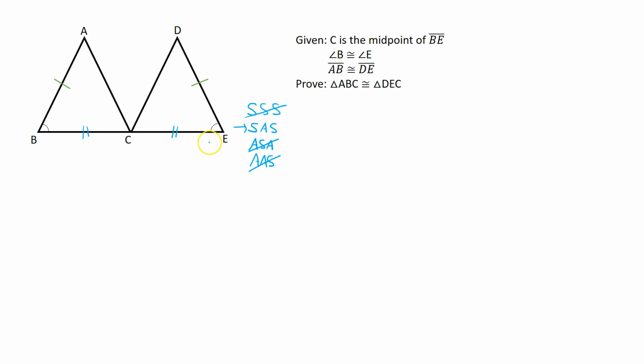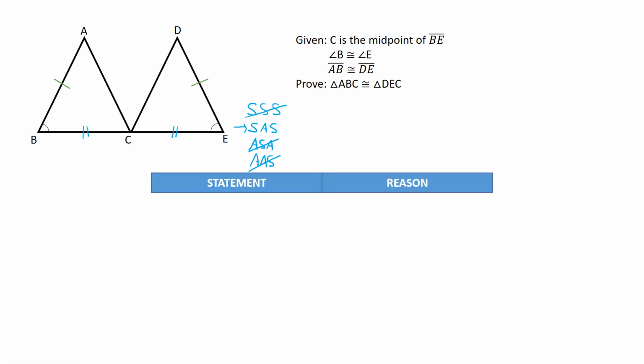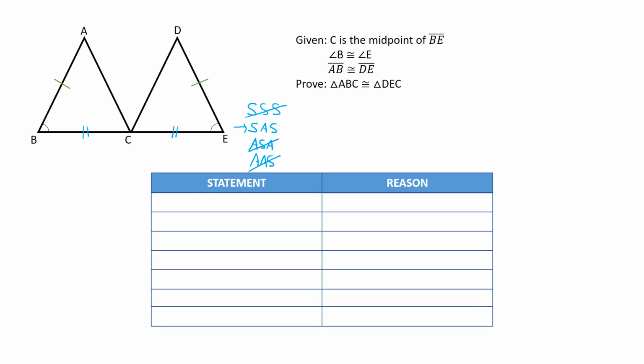But now we have to put that into an actual proof. So let's go through that process. We create our little table. So we start with a statement column and a reason column. This is all geometric proofs. So we're going to look just like this. And then we add a bunch of boxes. And we don't know exactly how many statements we're going to need. It doesn't really matter how many boxes you add. You can kind of do this however you want. But let's just add a bunch of boxes and then we'll fill in as many as we need.